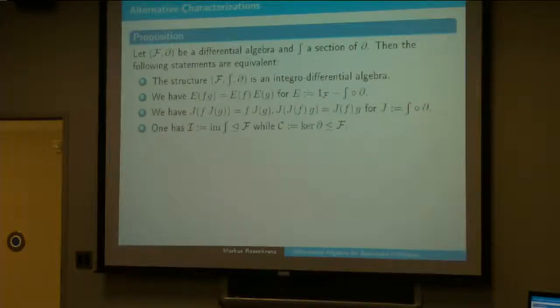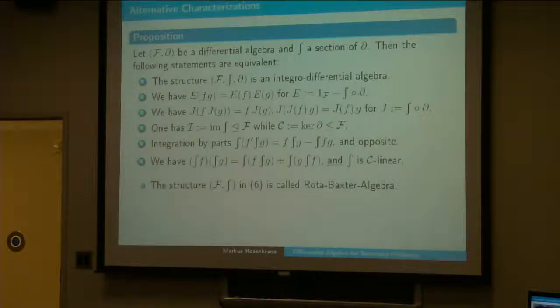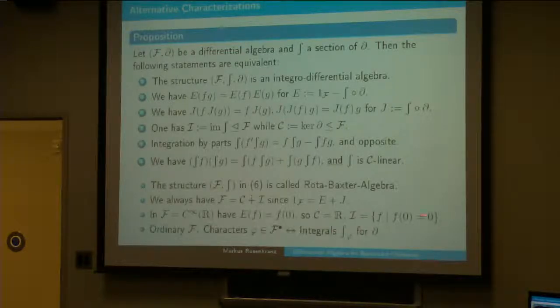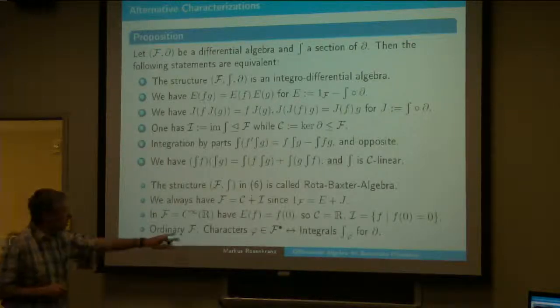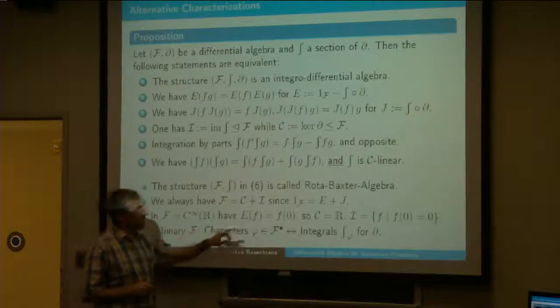axiom. I mentioned this one, that the C is a subring of F, whereas the I is an ideal. The image of the integral operator is an ideal, and you have these various ways of integration by parts. We have this direct sum, okay, and I mentioned this also in the morning. This standard example of smooth functions is where the I would be the ideal of functions satisfying the initial condition at the origin.